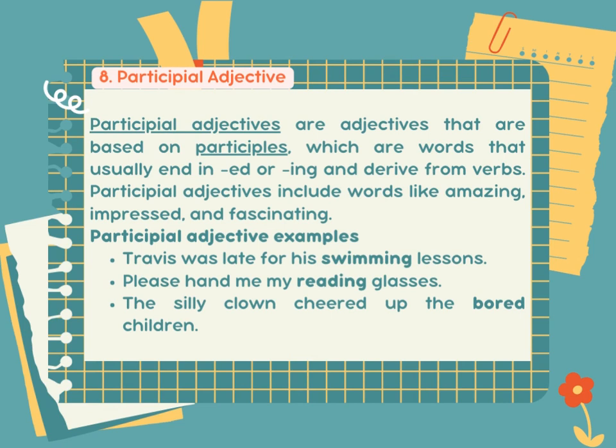Number 8. Participial adjectives. Participial adjectives are adjectives that are based on participles, which are words that usually end in "ed" or "ing" and derive from verbs. Participial adjectives include words like amazing, impressed, and fascinating. For example, Travis was late for his swimming lessons. Please hand me my reading glasses. The silly clown cheered up the bored children.